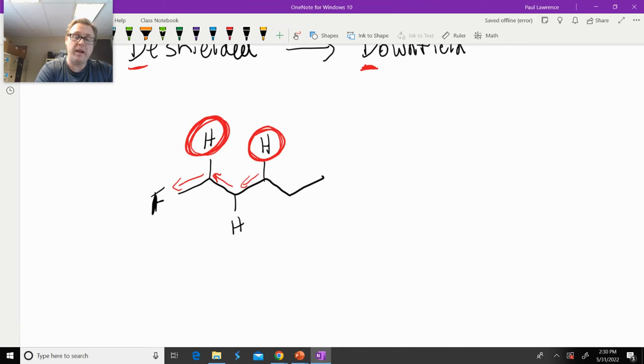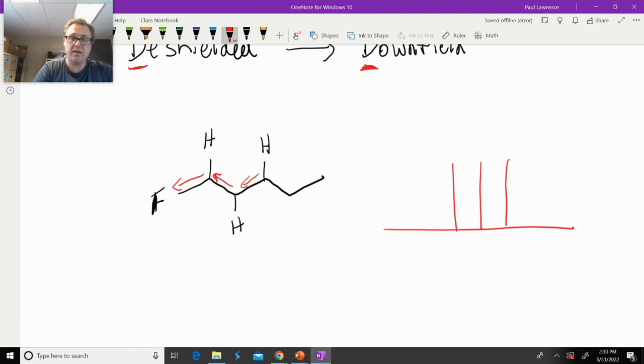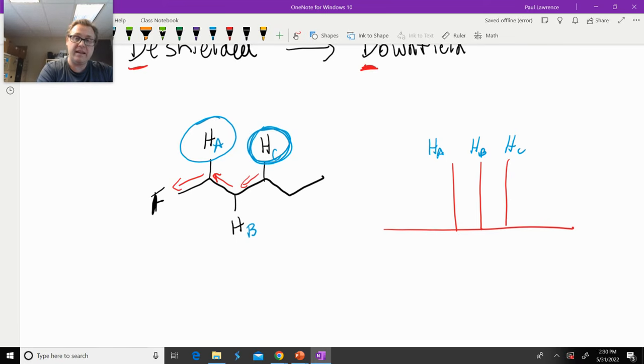So when we go and predict chemical shifts, let's say we have three signals here, and we labeled these HB, HA, and HC. We would predict, and be correct in saying, that HA is closest to the fluorine, so it should be the furthest downfield, and so forth. This HC is still going to be affected by the fluorine's electronegativity.